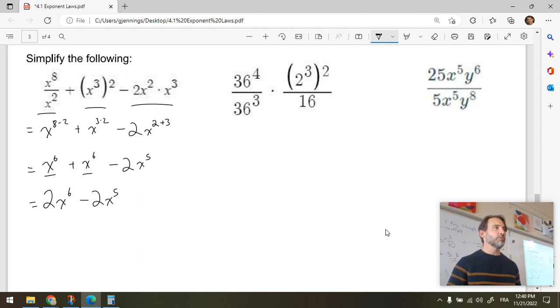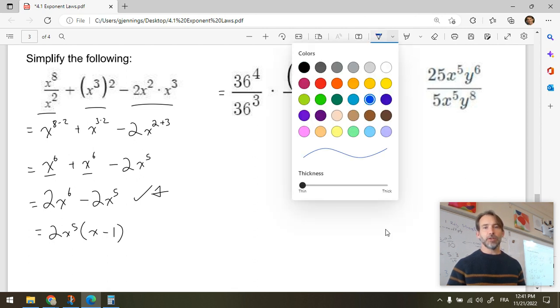Can I subtract those from each other meaningfully? No. This is where I would leave the question. That's done, final answer. It can't be simplified any further. Okay. I could common factor it, but I can't add or subtract those together. I could write this as 2x to the 5 multiplied by x minus 1, but I don't care. This is done, final answer. That's common factored.